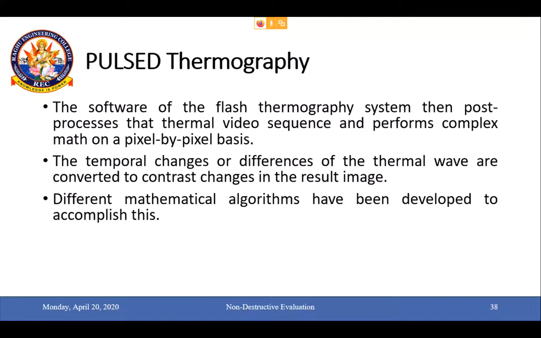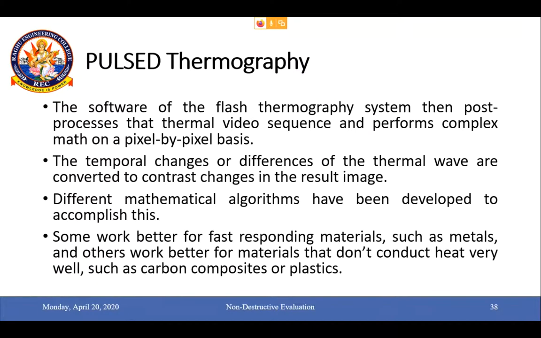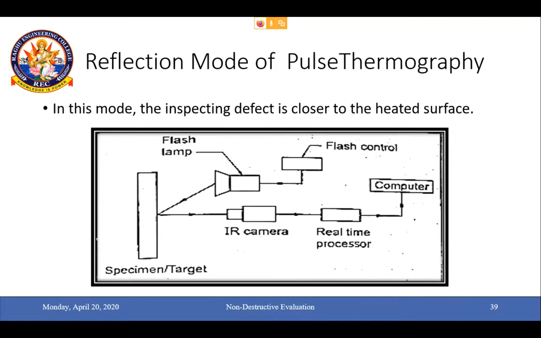For doing this, various algorithms have been developed. Some of them work better with metals, which are very good conductors, and some of them, although they are going to take a bit of time, work well with your carbon composites or plastics. So all this is the matter that you have to write in your pulse thermography. As I was telling you, there are two modes of pulse thermography.